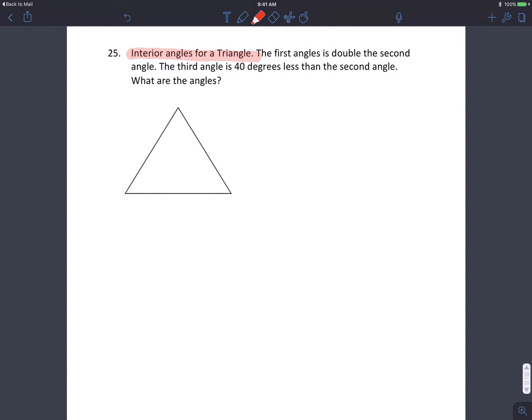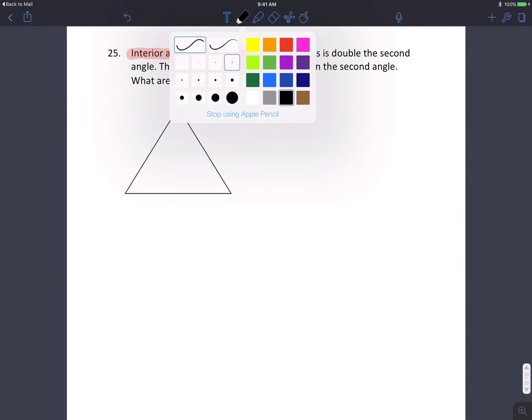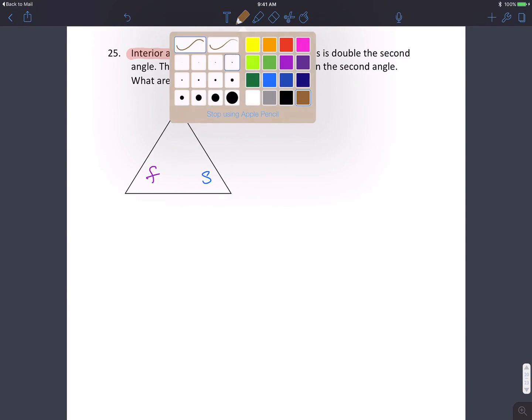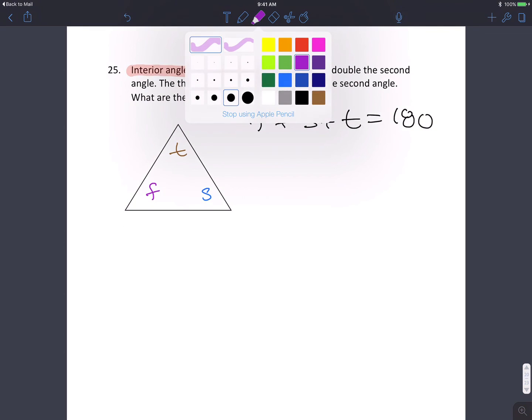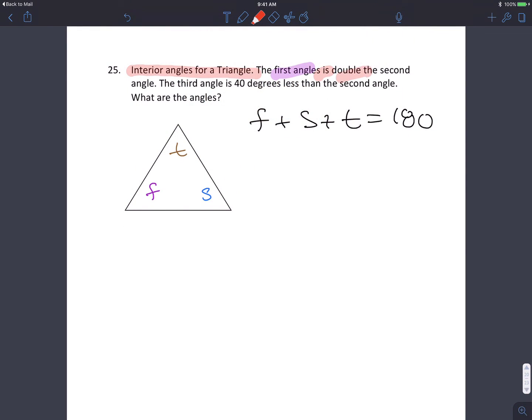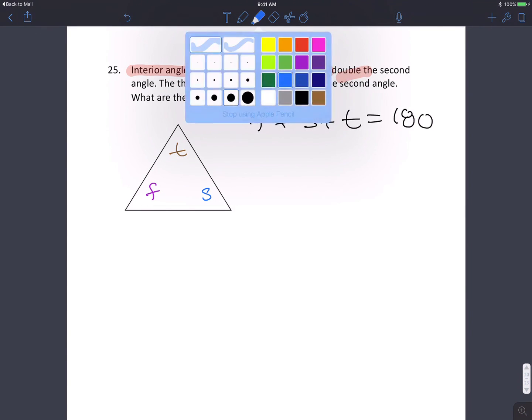Interior angles of a triangle. Again, first, second, third. First plus second plus third is 180. Now let's see what each is. My first angle here is double. That's 2 times the second angle. Second angle is blue.